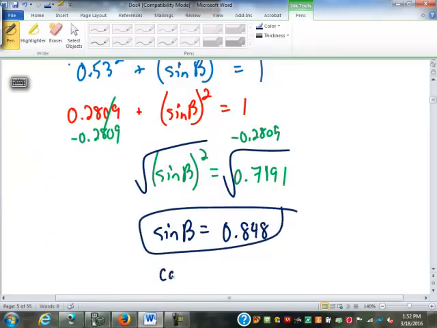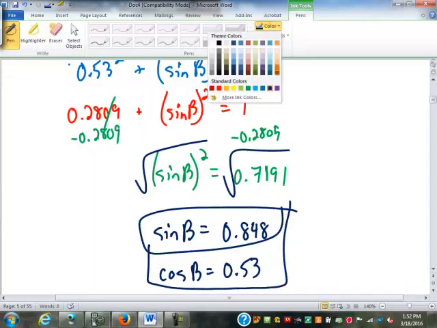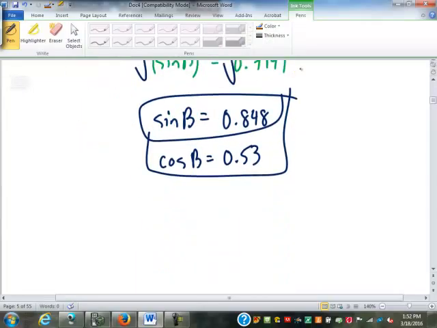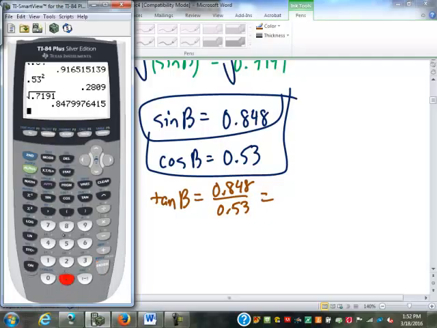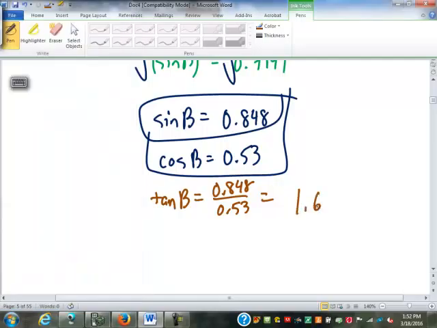So we've got the sine. We already had the cosine of B was 0.53. Can I find the tangent of B? It's going to be 0.848 divided by 0.53. So 1.6 is the tangent of B.